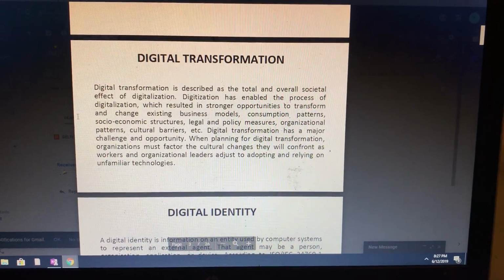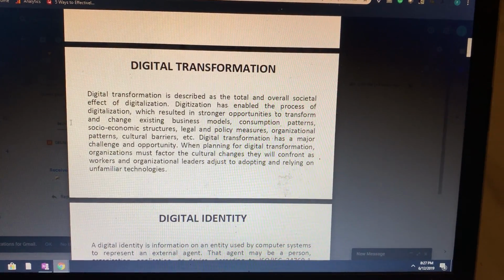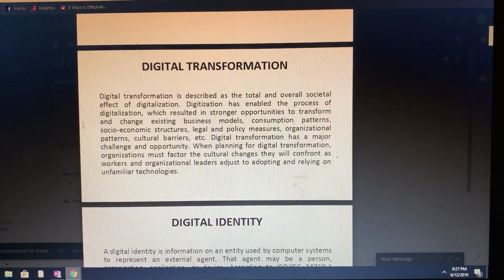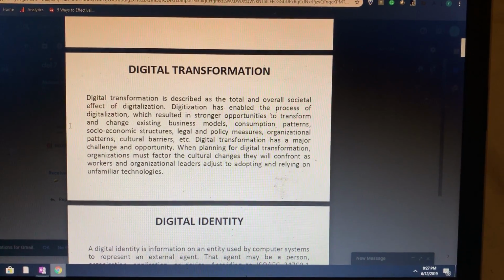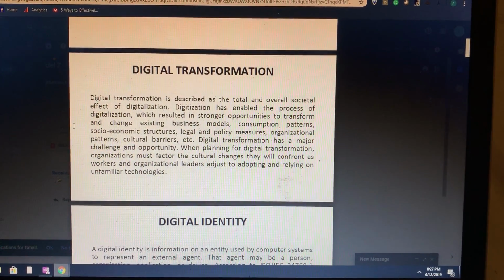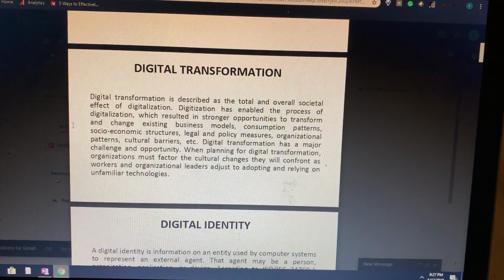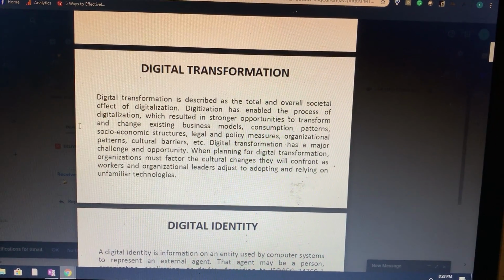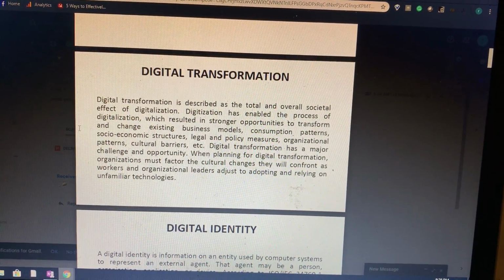Digital transformation is also described as a total and overall societal effect of digitalization. Digitalization has enabled the process of digitalizing, which resulted in stronger opportunities to transform and change existing business models, consumption patterns, socio-economic structures, legal and political measures, policy measures, organizational patterns, cultural barriers, etc.